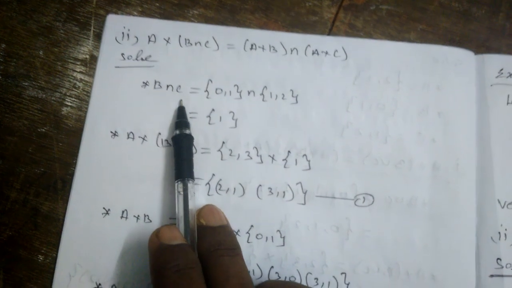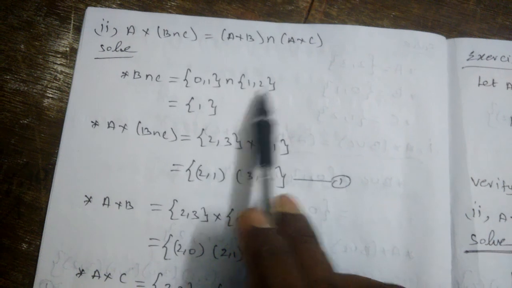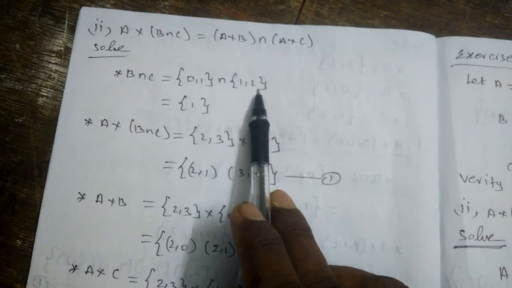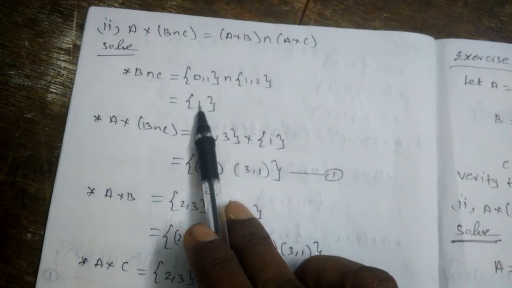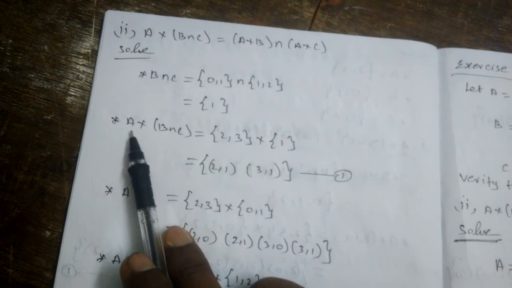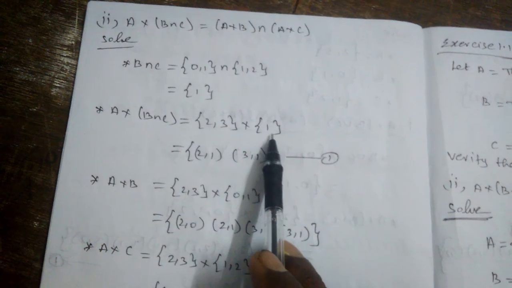B intersection C. Already we know B is equal to {0, 1} intersection {1, 2}. What is the common element of B and C? The common element is 1. So we write {1}. A cross (B intersection C): what is A? A is {2, 3} and B intersection C is {1}.